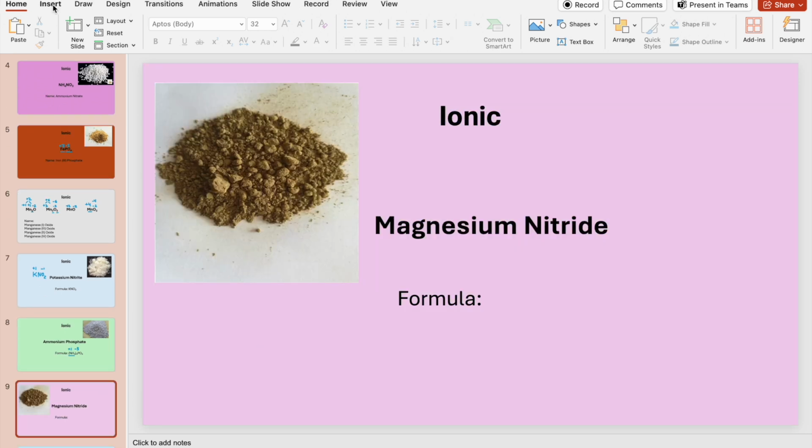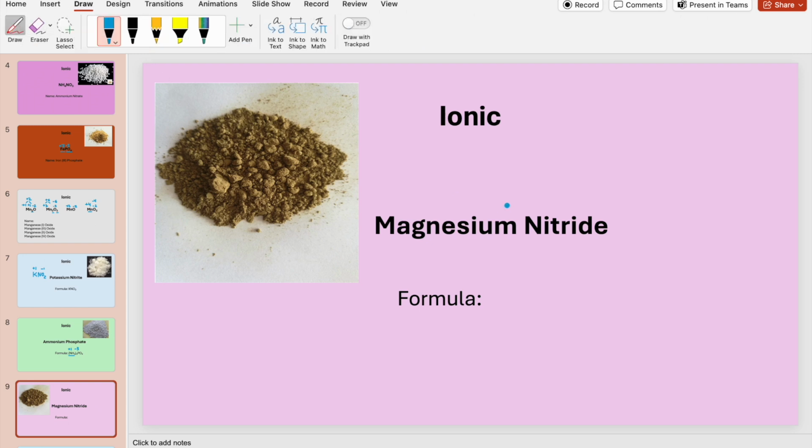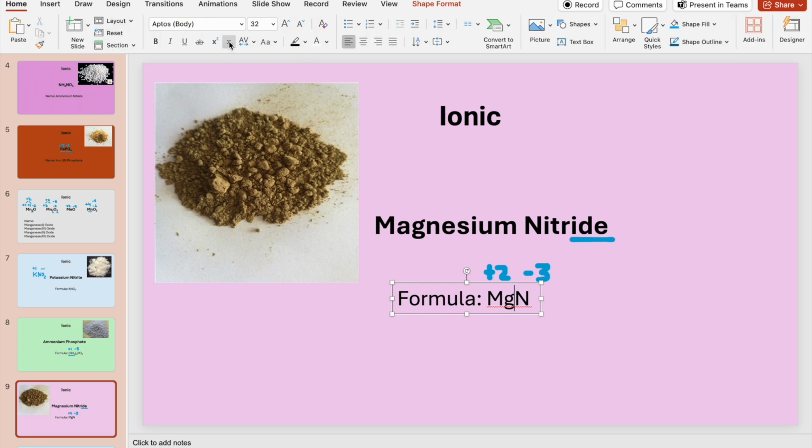Moving on, I have magnesium nitride. So, how do you do this one? Well, magnesium is Mg, and nitride, keep in mind, IDE means 1 element. So, you're just going to be Mg and N. And when you look at the charges here, always put your metal first. Magnesium is going to be +2, and nitrogen's going to be -3. So, flip-flop them, and you should have 3 magnesiums for 2 nitrides.